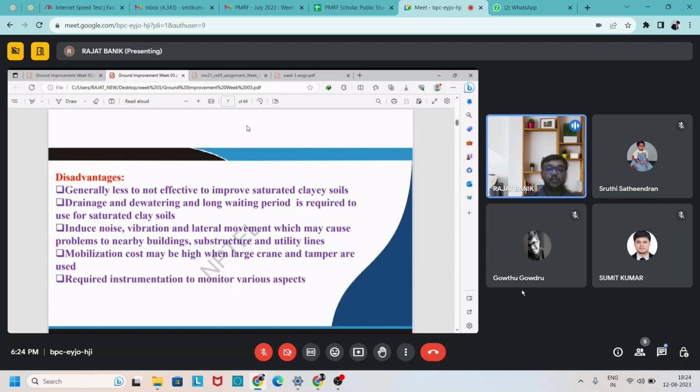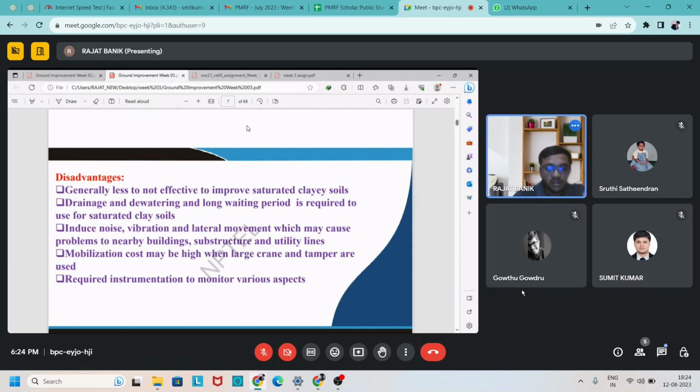Also, it induces noise, vibration and lateral movement, which cause problems for nearby buildings, substructures and utilities. Because of vibration or noise there may be some human health problems, or diseases may occur, and due to vibration or lateral movement there may be damage to nearby utility structures or buildings. So this method is not suitable in urban areas where many buildings are present.